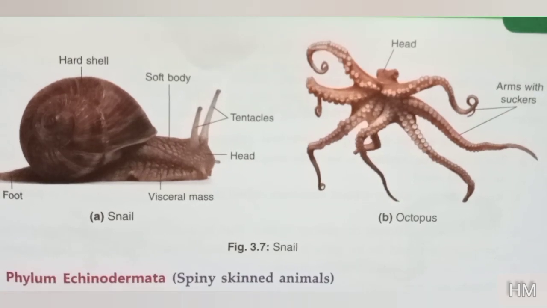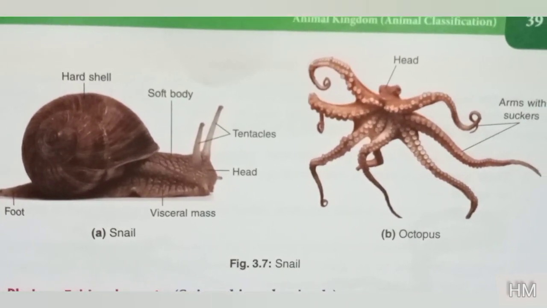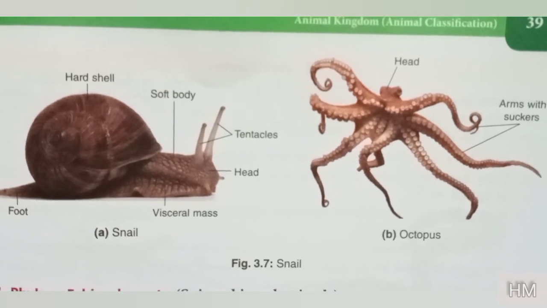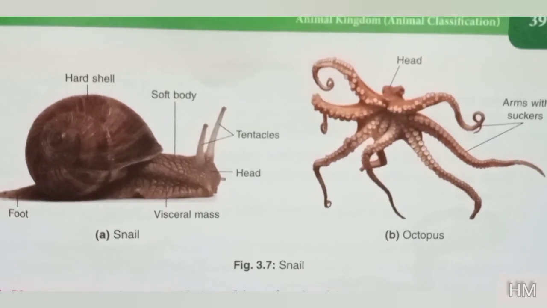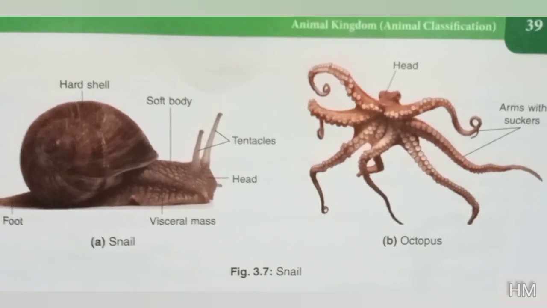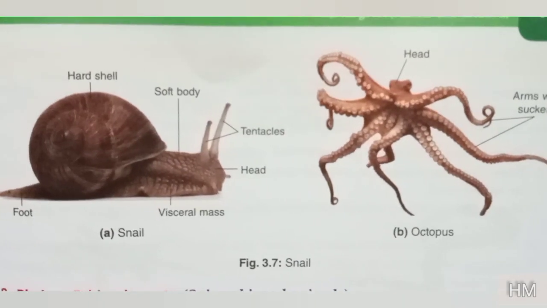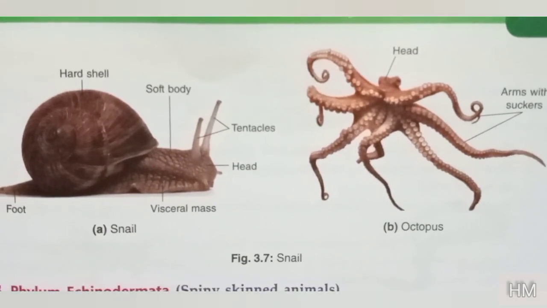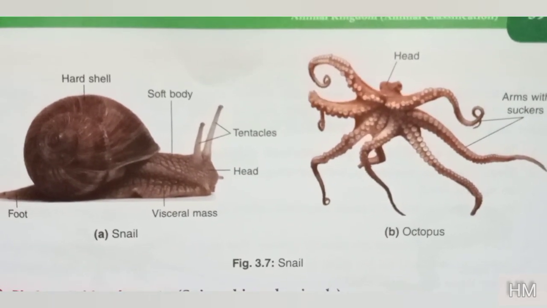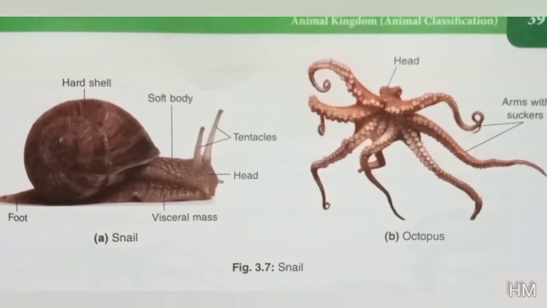Our next phylum is phylum Mollusca. This phylum consists of all the organisms having a soft body. Very important, they are unsegmented. The soft body is generally covered by a hard shell. The shell may be in one piece, for example snail, or two pieces, for example oysters. Some animals like octopus have a shell inside their body.